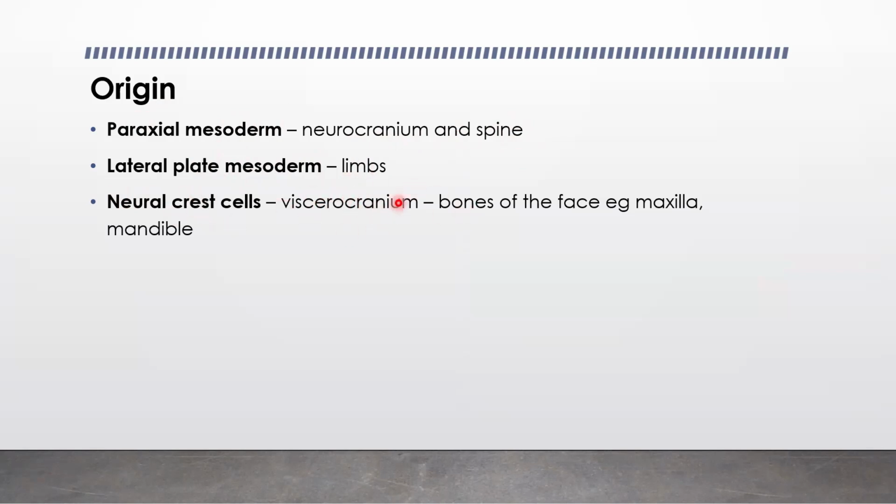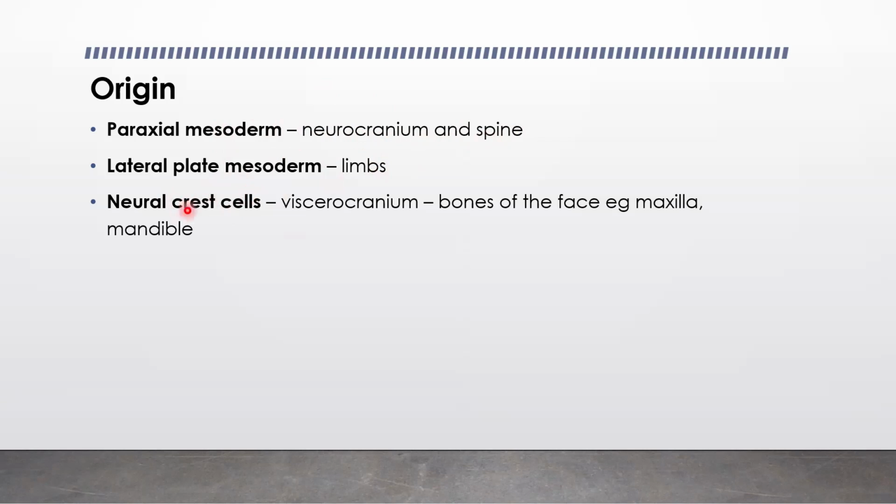So the viscerocranium are the bones of the face, for example, the maxilla and the mandible. Yeah, those bones, and even the hyoid bone, all of them will be coming from the neural crest cells. So those are some of the structures that will give rise to the skeleton of the body. So paraxial mesoderm will give us the neurocranium and the spine. So spine, you're talking about the vertebral column. Then the lateral plate mesoderm will give us the limbs.